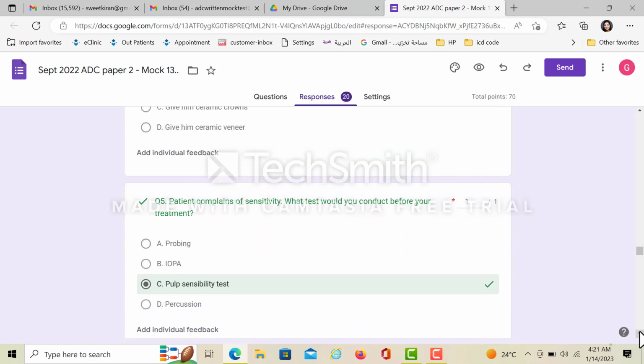Patient complains of sensitivity. What test would you conduct before your treatment? Well, if the patient says his teeth are sensitive, my first choice of test is a cold pulp test, which is like a pulp sensitivity test. Probing, IOPA, percussion, or secondary. So my first priority of pulp testing is pulp sensibility test. Okay.